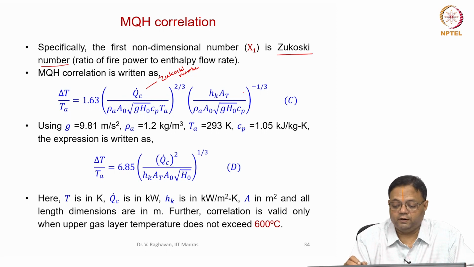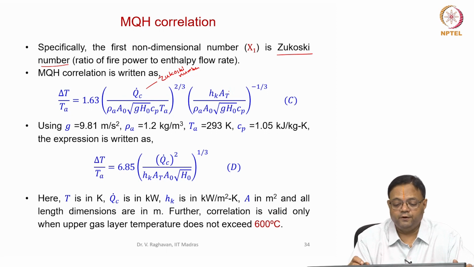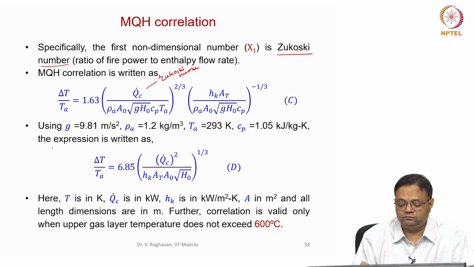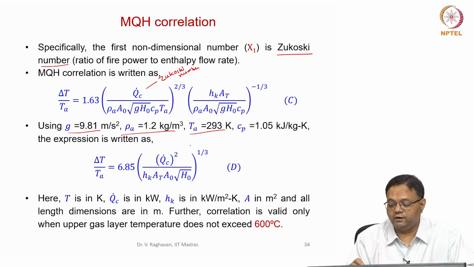Okay, the second non-dimensional number is something which actually relates the, see for example, if you multiply the numerator and denominator by delta T, it is like the convective heat flow rate in both the cases, correct? So this is another non-dimensional number. Now we can put some values here so that all the known variables can be converted into numbers. So g is 9.81, air density 1.2. Similarly, ambient temperature, some standard temperature, so 20 degrees is taken here. Cp, some value 1.05 is taken.